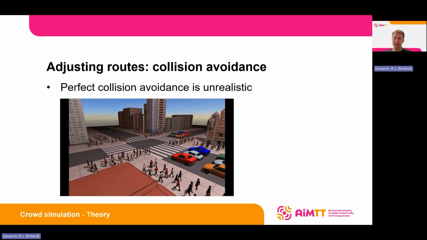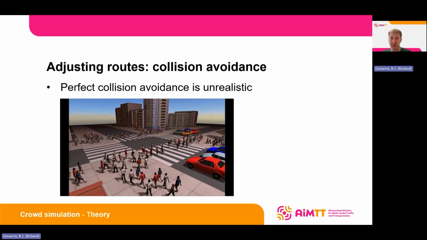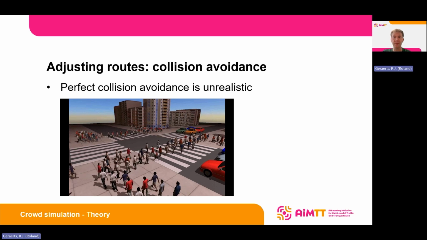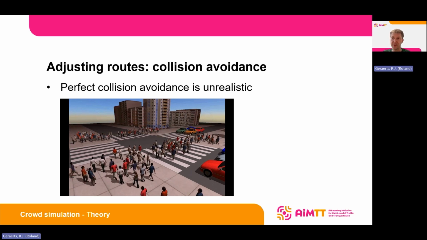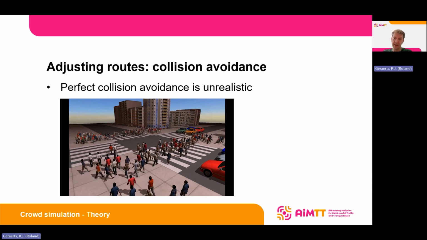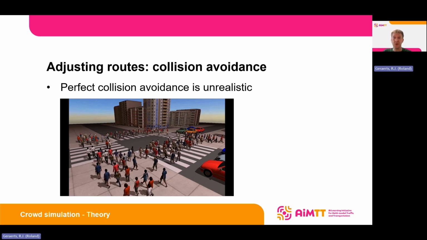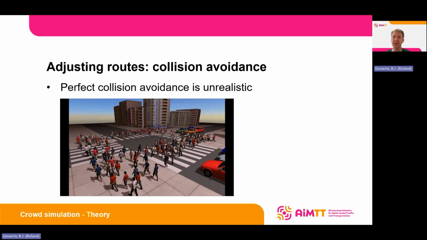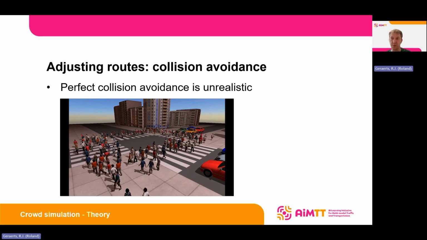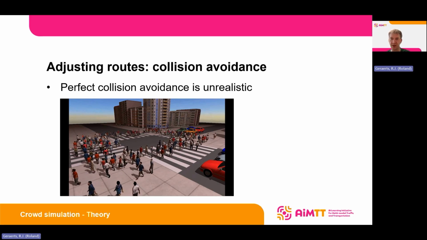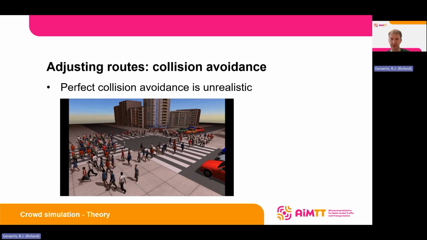The previous experiments showed that people use a variety of subtle strategies to avoid collisions. For example, pedestrians may slightly rotate their bodies when passing one another in a narrow space, or they may adjust their acceleration and walking speed to create enough room to pass comfortably. These observations highlight an important point. Perfect collision avoidance is not realistic. Human movement is far more diverse and nuanced than simply following an optimal path while never coming close to others.